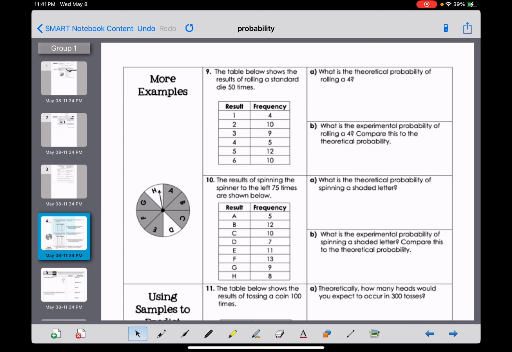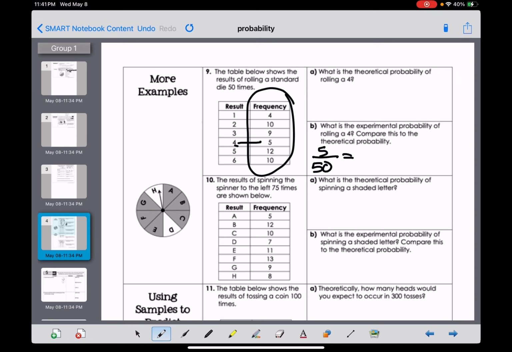You might see some examples like this where they give you a table of values, and you just look at this first of all. Like this, the frequencies would be the experimental probability. For part B of number 9, it's asking for the experimental probability of rolling a 4. So you would physically look at how many times a 4 showed up. In this case, it is just that 5 right here. So 4 is 5 out of the total number of trials they ran, which was 50.